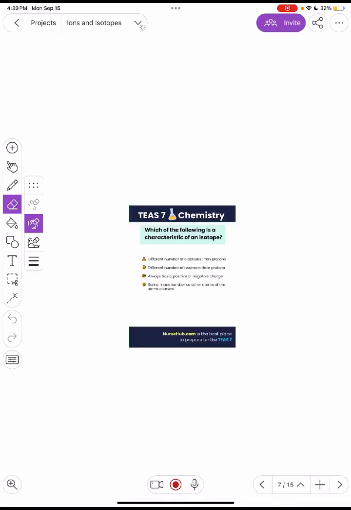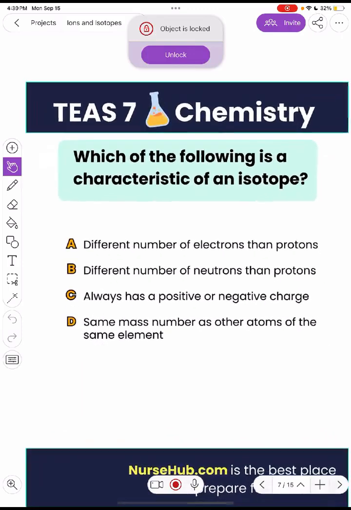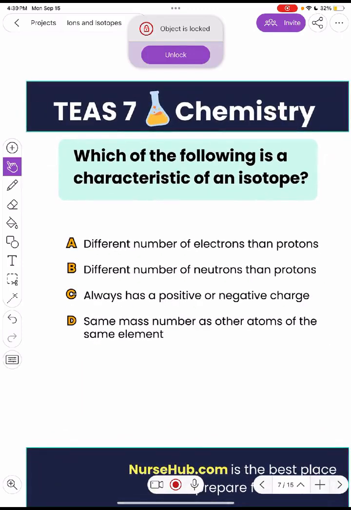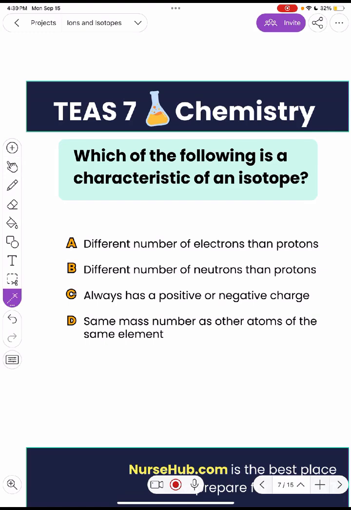So let's do some more questions. Which of the following is a characteristic of an isotope? Different numbers of electrons and protons, different numbers of neutrons and protons, always has a positive or negative charge, or the same mass number as other atoms of the same element.